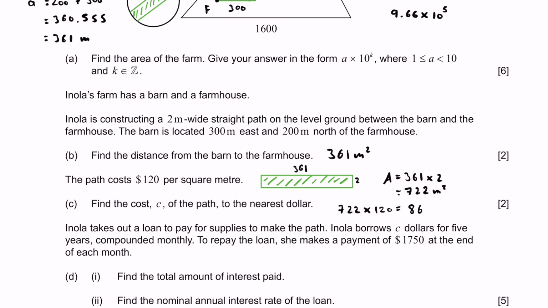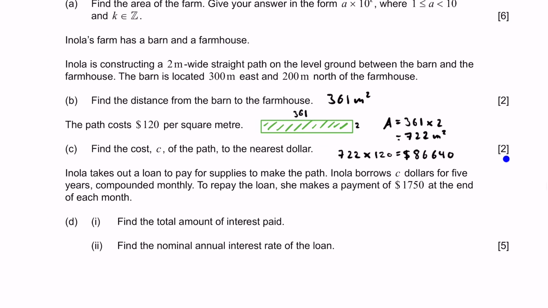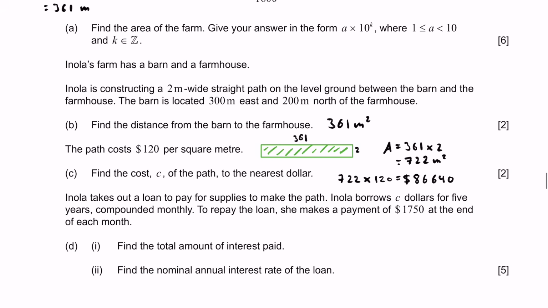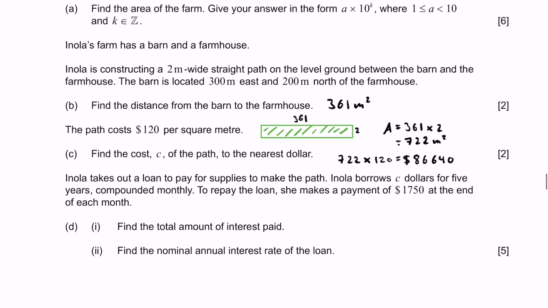So $86,640. Okay. Good. I'd say, for a 2-mark question, it's on the lower bound of how much work is required, but maybe that's fair. Okay.